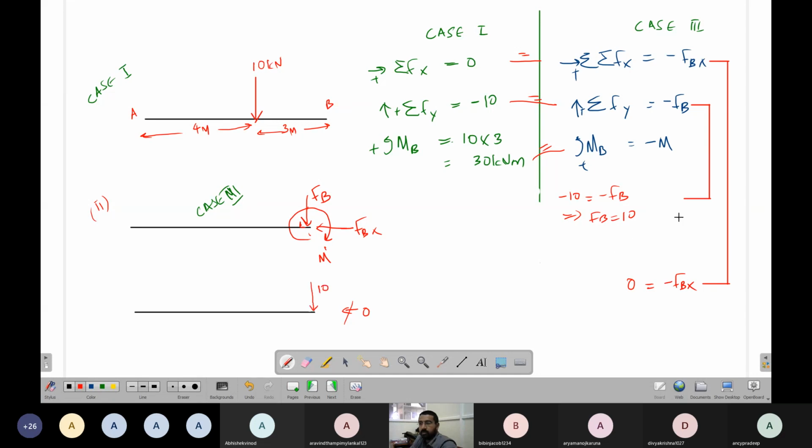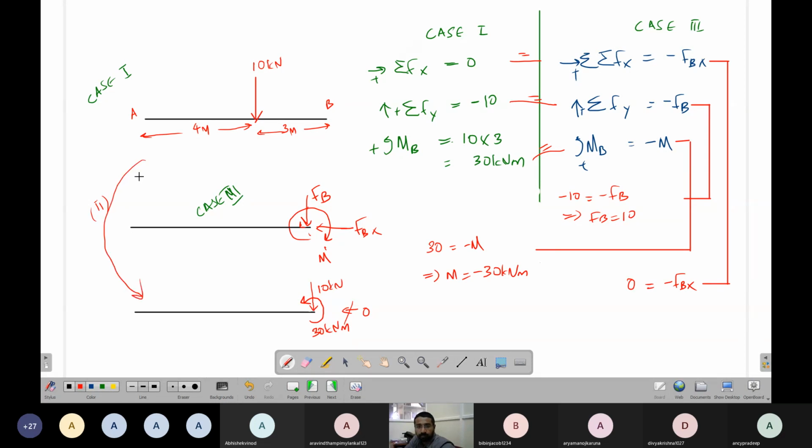Now the last equation, I have to equate this. That gives me 30 equal to minus M. So this means M equal to minus 30 kilonewton meter. Now, minus 30, don't confuse it with anti-clockwise or clockwise. We assumed the direction, I assumed that, so it should be in the opposite direction. Okay, so this and this are equivalent.